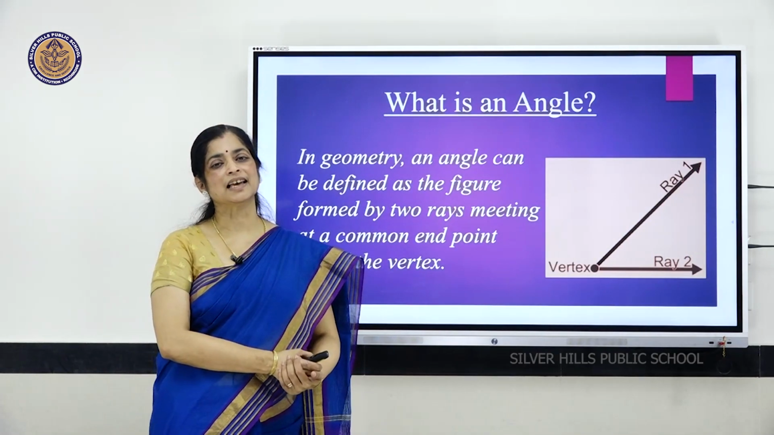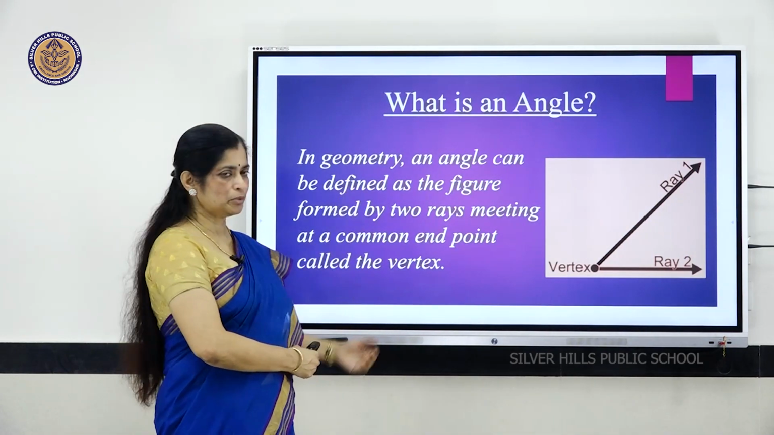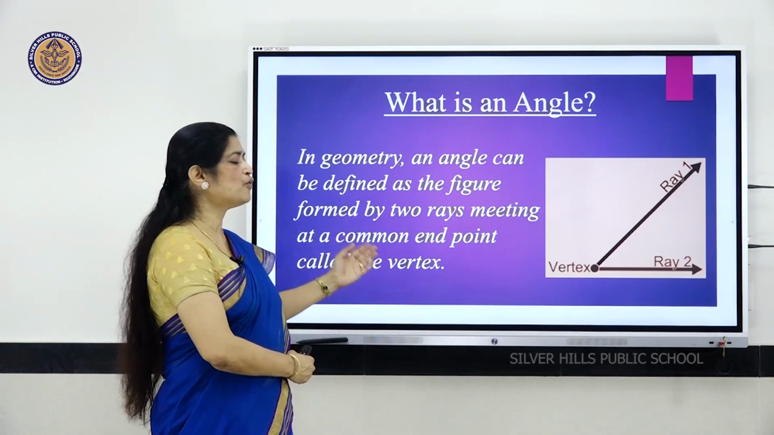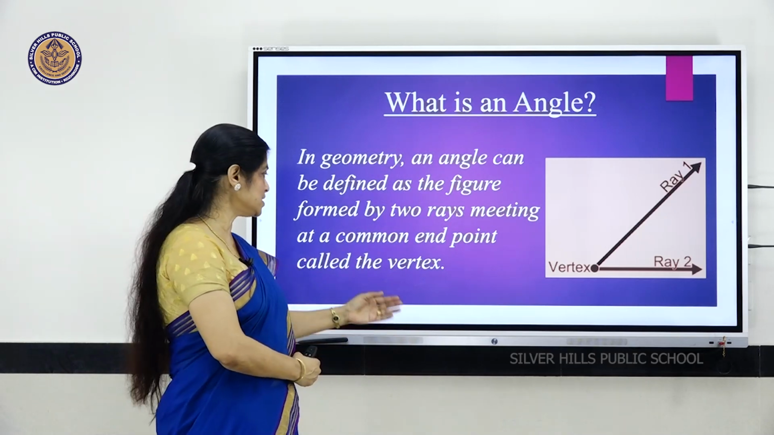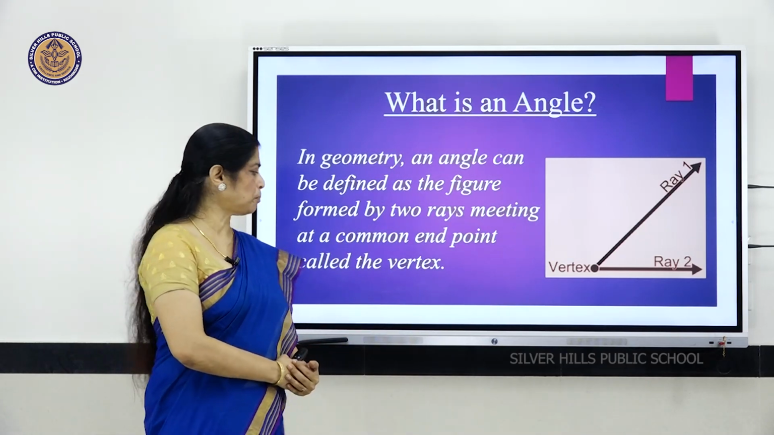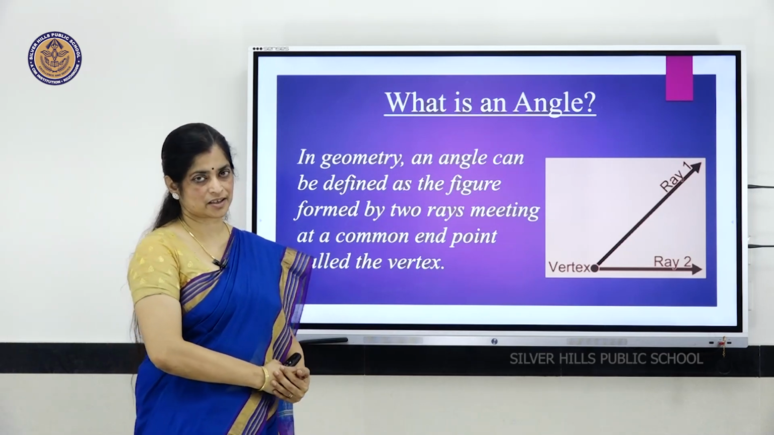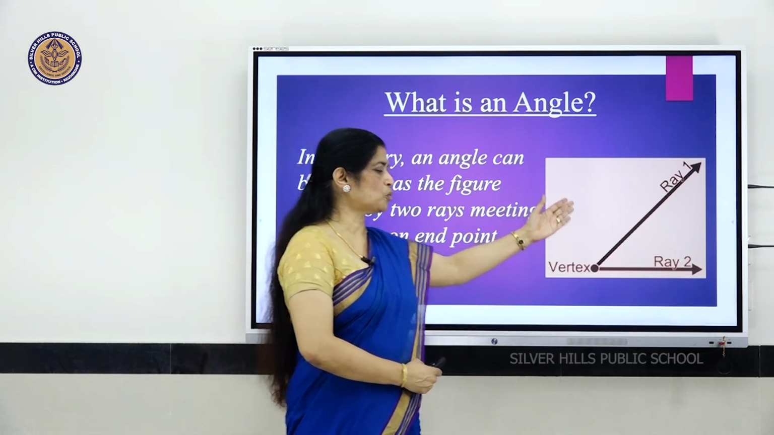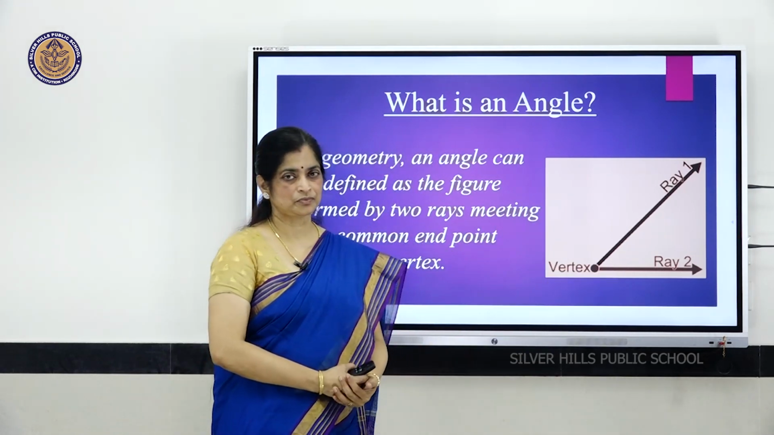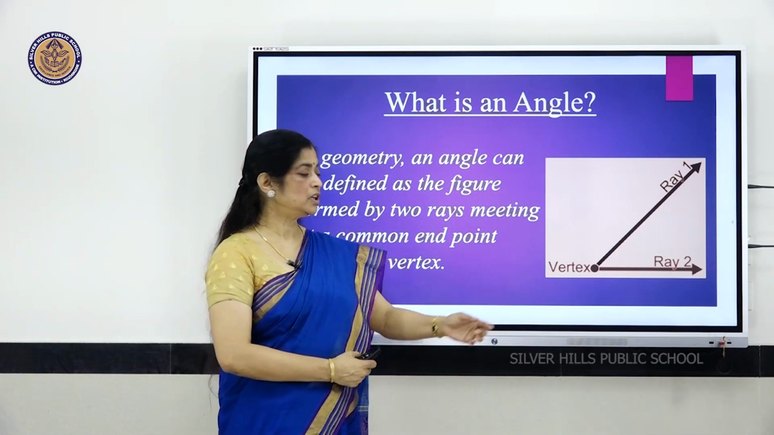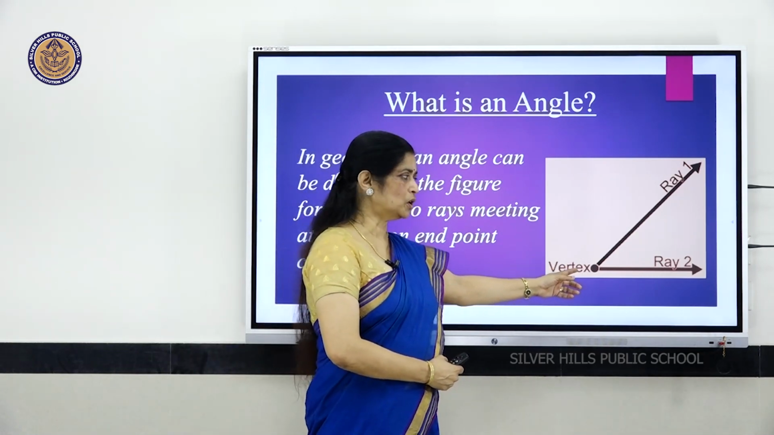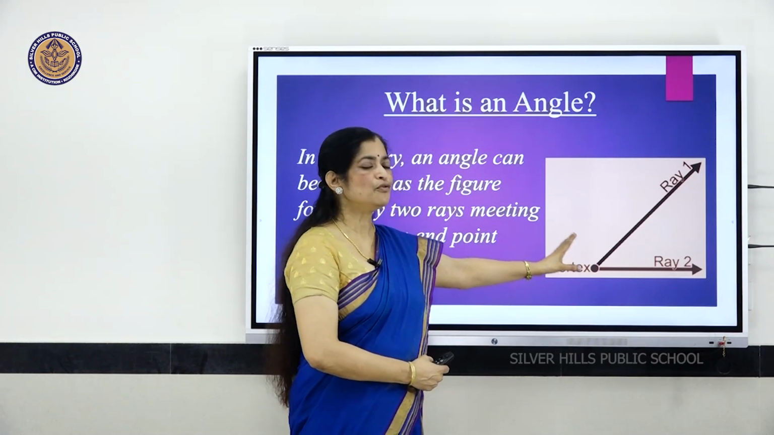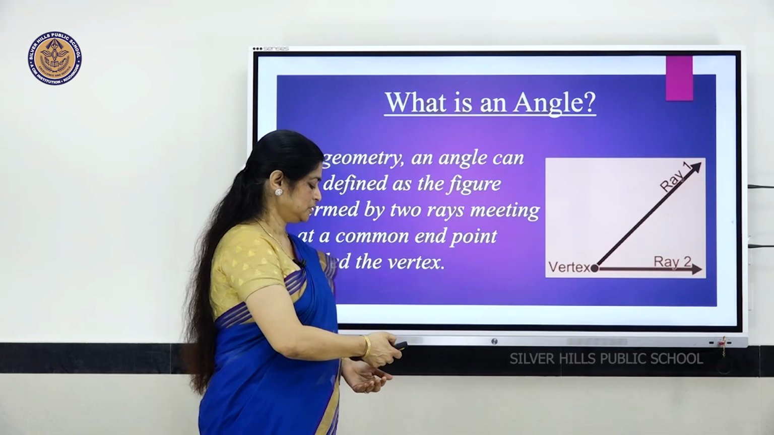Now, what is an angle? In geometry, an angle can be defined as a figure formed by two rays meeting at a common end point called the vertex. Now, look at the figure. The figure has got two rays, ray 1 and ray 2. These two rays meet at a common point called the vertex. So, when these two rays meet at a common point, they form an angle.